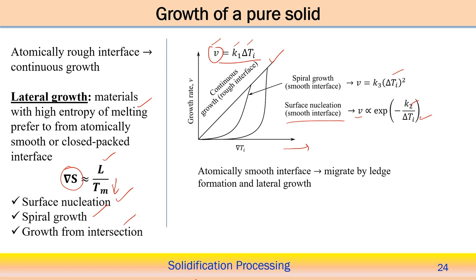Actually, spiral growth and surface nucleation are associated with the smooth interface, and continuous growth is for the rough interface. Sometimes, for an atomically smooth interface, the interface migrates by ledge formation, and lateral growth is associated with the atomically smooth interface. Ledge formation means it deviates from the original path and can take a particular shape. That means it does not follow the exact path; it deviates, and it can create a growth direction in some other direction.